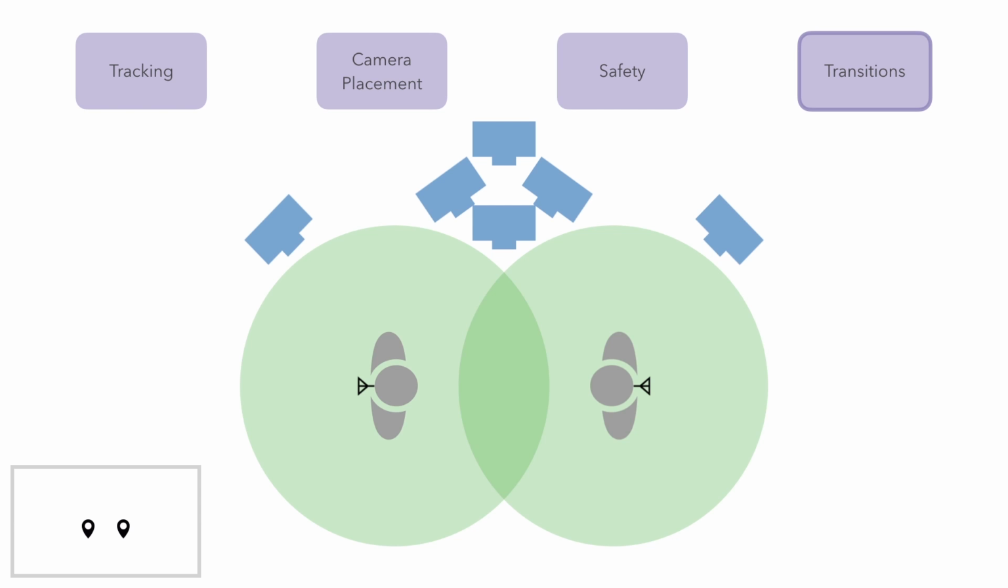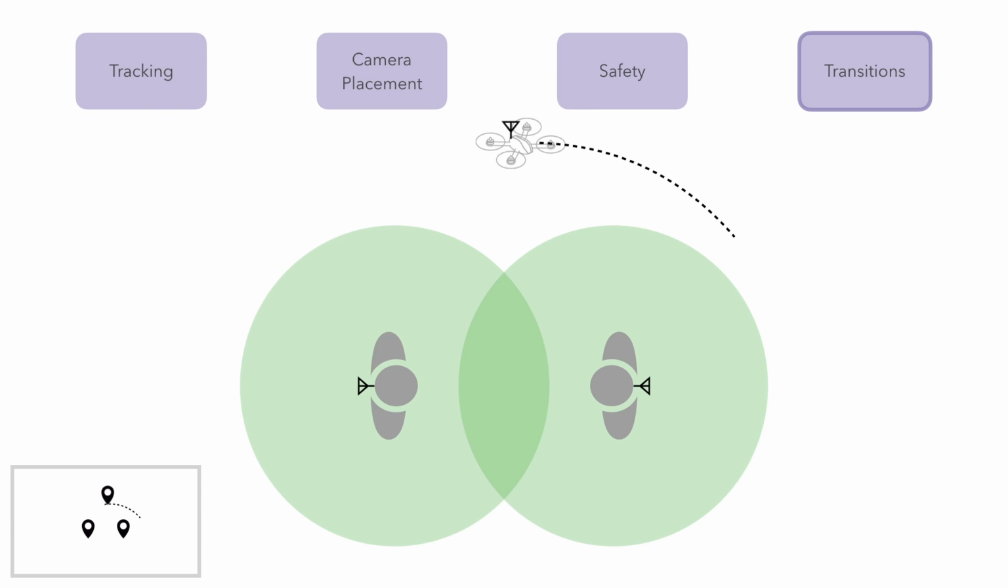We want to plan paths for our quadrotor that transition the camera framing between these poses in a visually pleasing way, while still observing the safety sphere constraints. We propose a novel real-time trajectory planning algorithm to find such transitions. See the paper for details.